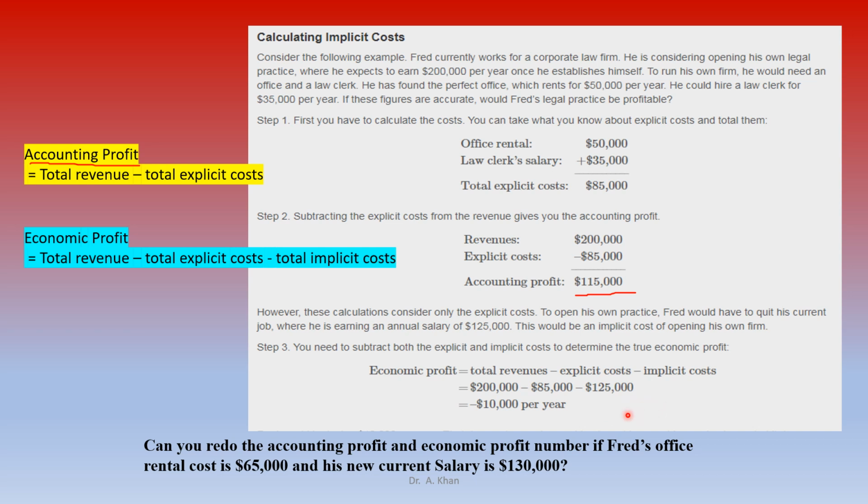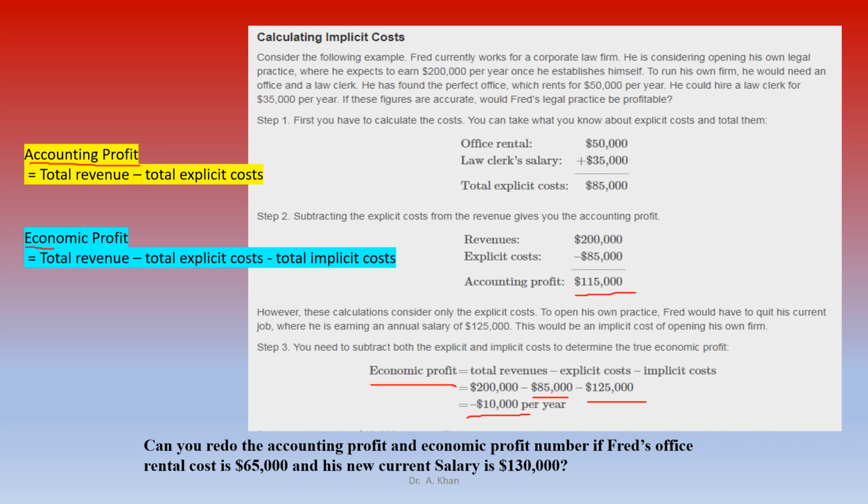So it doesn't have a receipt anymore, but he knows that that's what his income would have been had he not been owning his law firm. So in addition to the explicit cost of 85,000, we are now subtracting the $125,000 of salary that he would be foregoing. So that's his implicit cost. Explicit cost 85,000 and implicit cost 125,000. Together, when subtracted from his expected total revenue of 200,000, he's $10,000 short. So he will have a negative economic profit of $10,000.